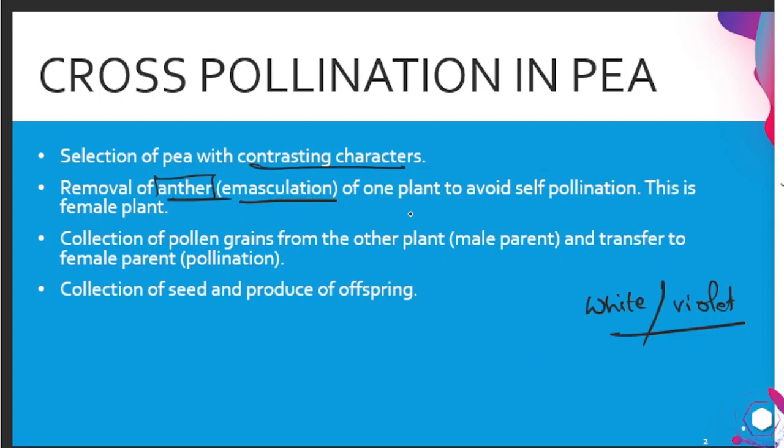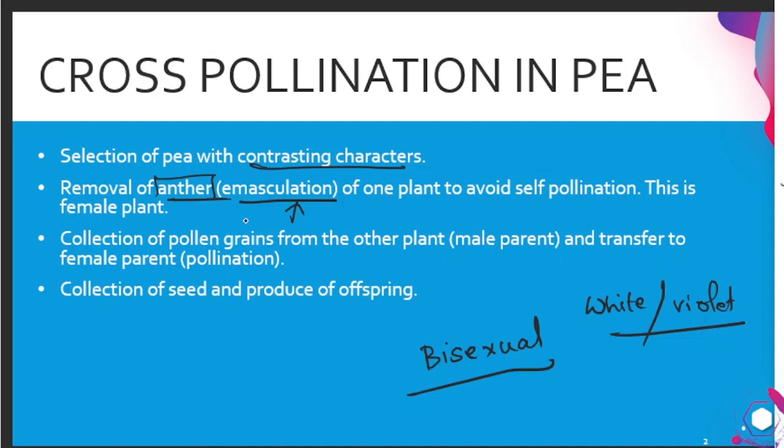I told you it is a bisexual flower, and both male and female parts are present. If both are present, surely there is a probability of self pollination and fertilization. The probability of fertilization is high. So we are removing the anther first, at a young age itself, before the plant matures, we remove the anther of the particular flower. That is called emasculation. Keep in mind, it's a really important word.